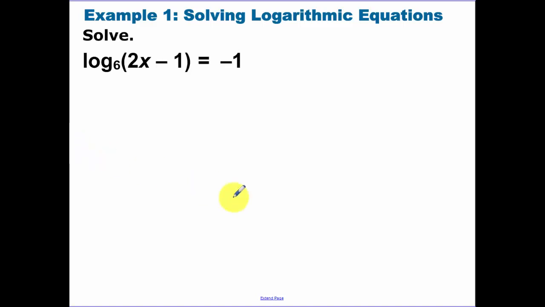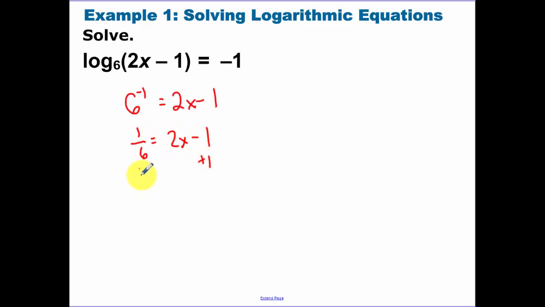So our first example. Notice how we have one logarithm equal to a number. So how do I break this 2x minus 1 out of the logarithm? We write it as an exponential. 6 to the negative 1 equals 2x minus 1. That's why learning that conversion was so important. So I have 1/6 is equal to 2x minus 1.